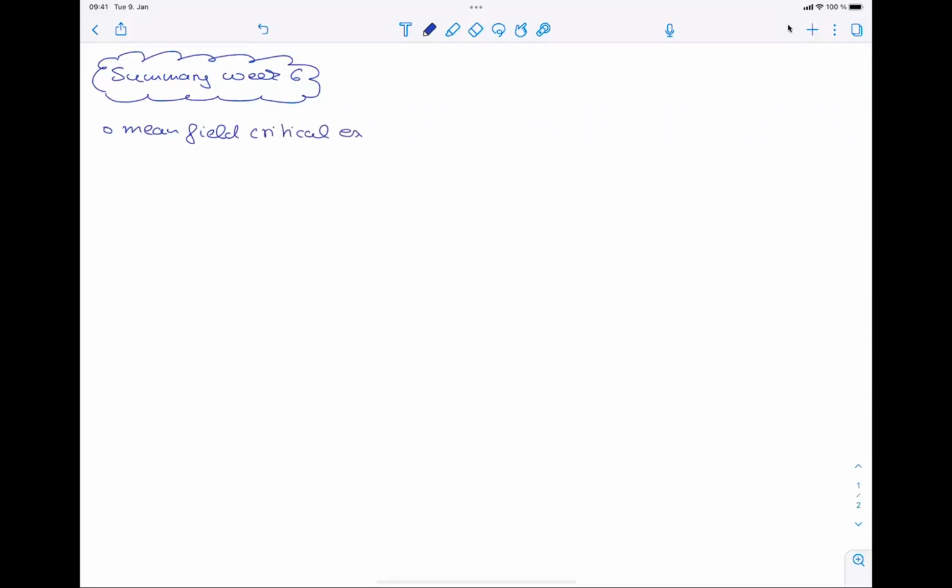Summary, week 6. So we had introduced the mean field theory approach, and then used this to, for the first time actually, derive critical exponents within the framework of mean field theory.